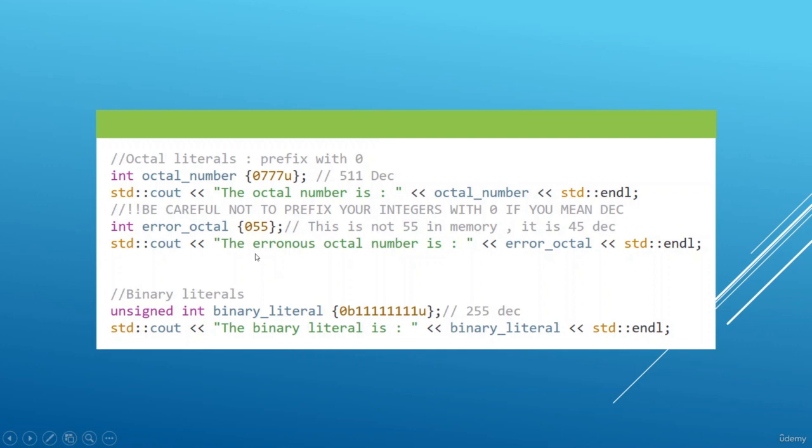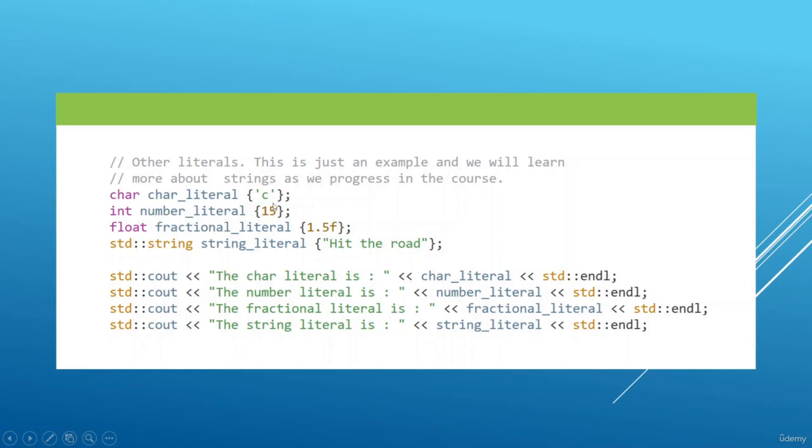You can also specify binary literals, and you have to prefix them with this 0b thing. And if you want it to be unsigned, you can specify that using our u suffix. And if you print this out, you're going to have this value here printed out, and it's going to be printed out in decimal by default, but you can put manipulators on std::cout to see this in whatever format that you want. We can also have character literals.